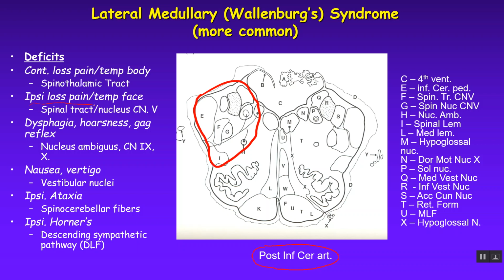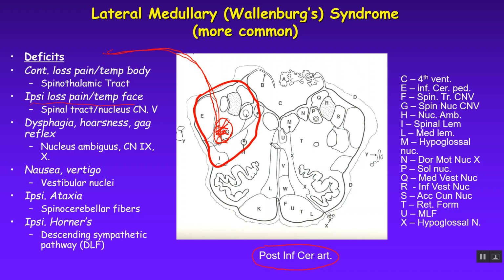However, I'd have ipsilateral loss of pain and temperature from the face because I've impacted the spinal nucleus and tract of trigeminal nerve, cranial nerve number 5. That information is coming in higher. It's traveling down and making connections as it goes along down the brainstem. And so I've impacted this pain and temperature coming in before it's had a chance to make a connection and cross back over to go to the other side.